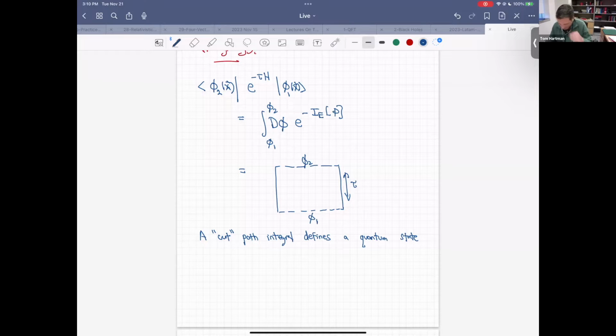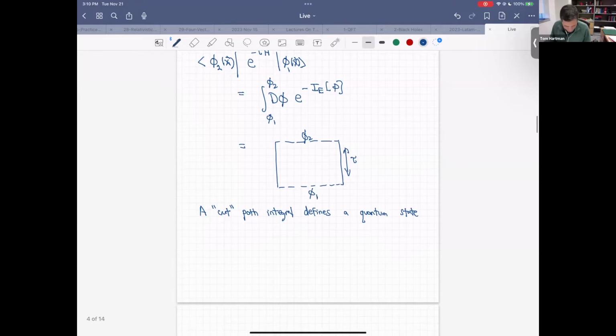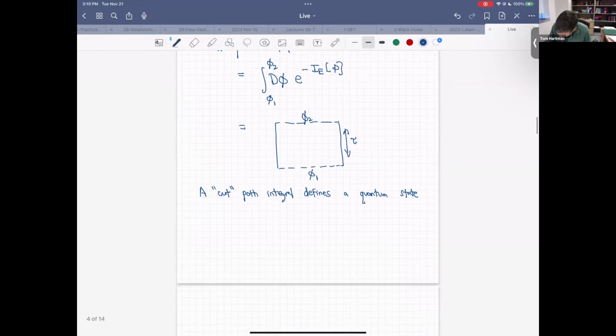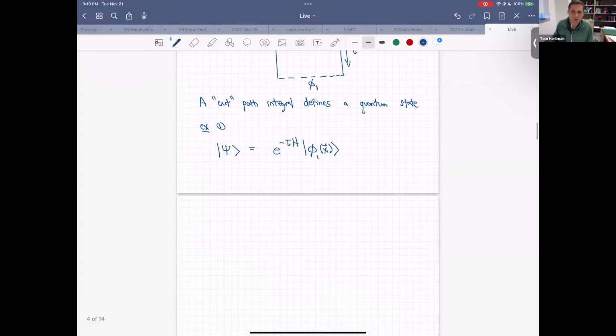So what I mean by that is the following. Let's take, for example, the state psi, which is e to the minus tau h times a field state phi1 of x. So how do we construct this quantum state by a path integral?